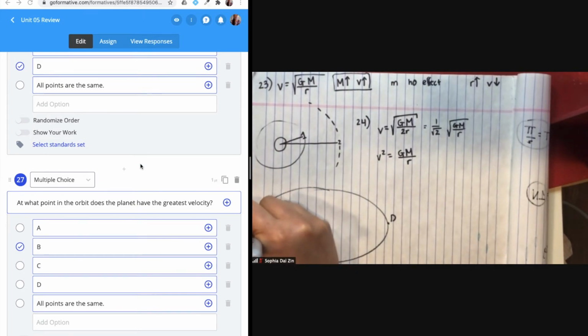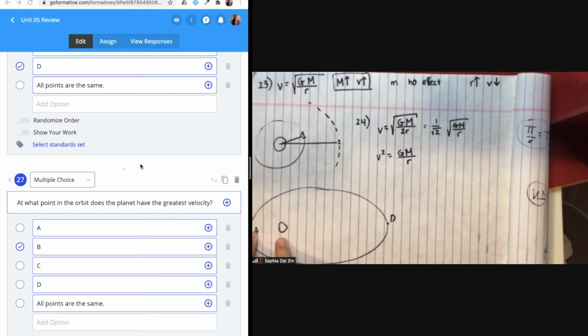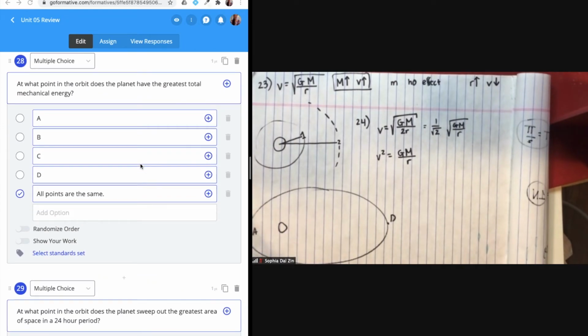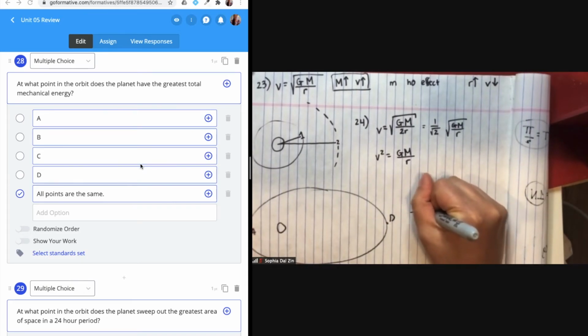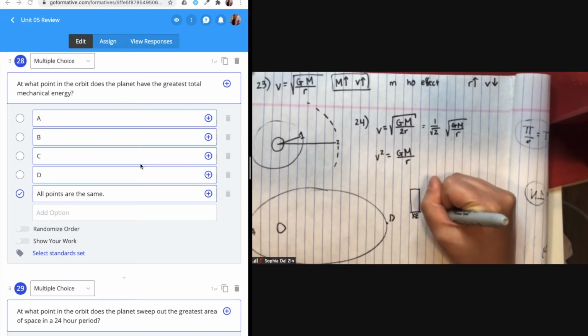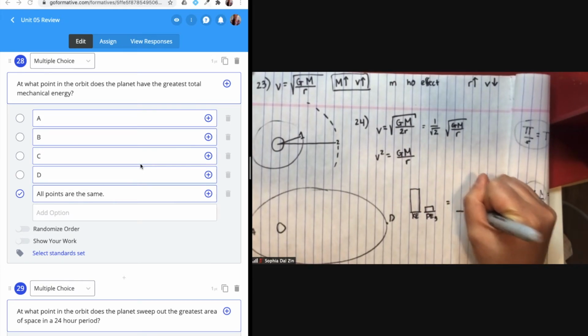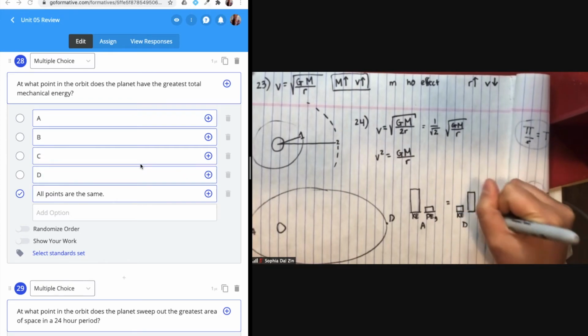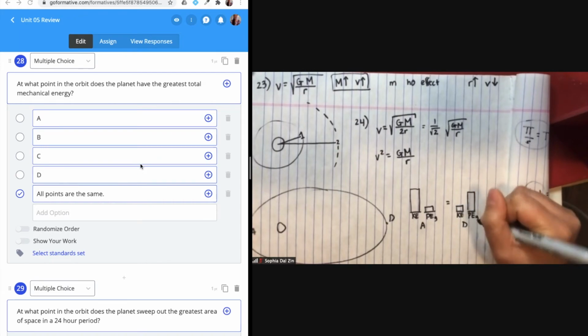But point A would have the largest velocity. Because the closer you are to the sun, the more gravitational force, the faster you go. All of the points would have the same mechanical energy though. Because think of it like this. At A, you'd have lots of kinetic energy and just a little tiny bit of potential because you're close to the sun, so your potential is small. That would give you the same energy at D. At D, you'd have a small kinetic energy where you're going slowly and a larger gravitational potential energy because you're far from the sun.